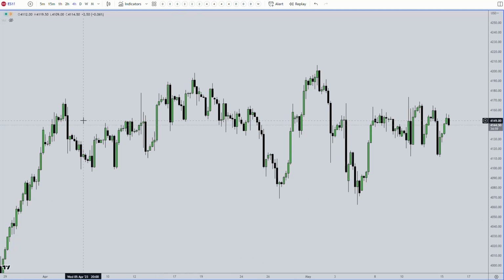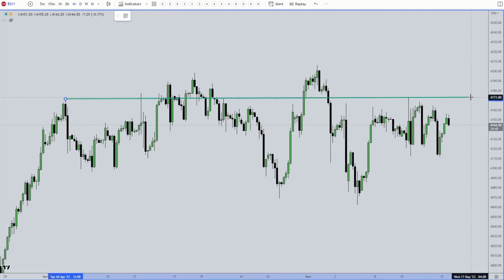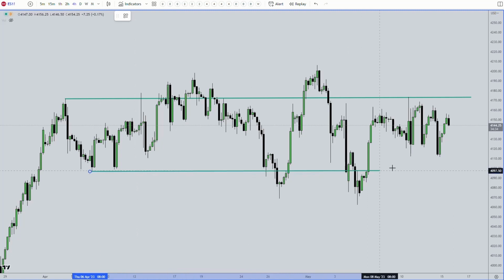So let's do it. Looking at the 4-hour chart of the S&P 500 here in front of us, what do we realize immediately? There is no clear trend. We are range bound. What are we range bound between? Roughly this level at, I would say, around 4,170 and potentially this low at around 4,100.